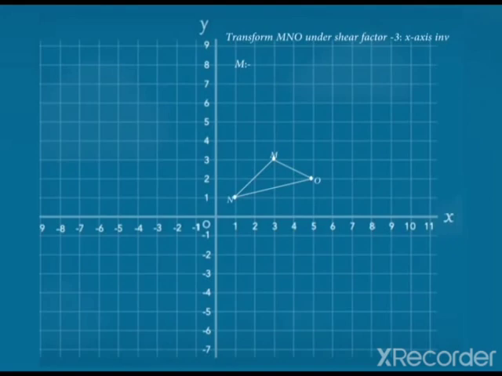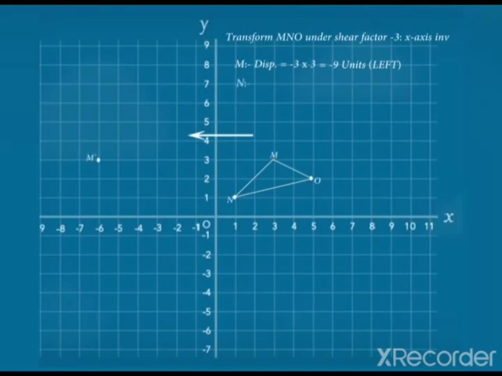We start with point M. Perpendicular distance from the invariant line is 3 units. S is -3, so displacement will be equal to -3 times 3, which is -9. That is 9 units to the left. M prime is here.